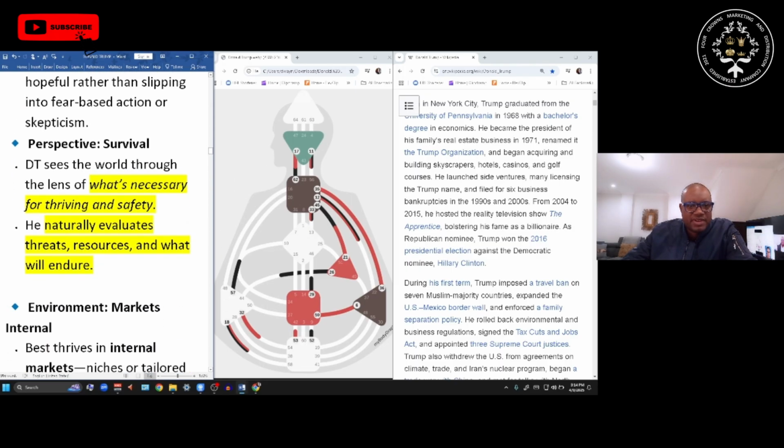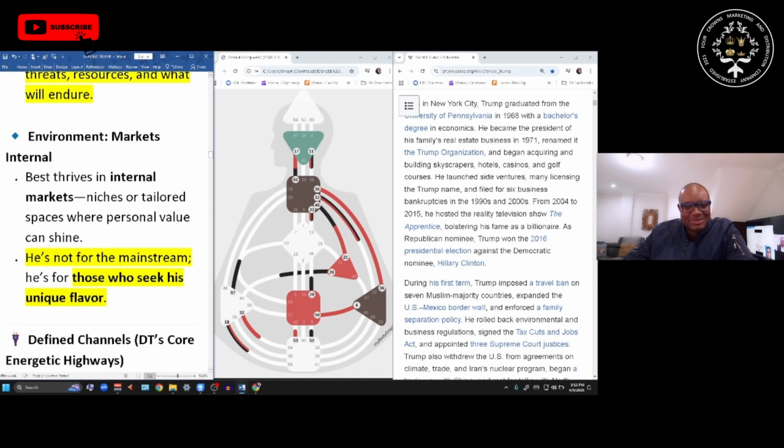His perspective is survival, what's necessary for thriving and safety. You can feel a sort of desperation or survival for America, with that deficit of how much, 37 trillion US. It's a lot of money. He naturally evaluates threats, resources, and what will endure, right? I'm not going to inject anything there. If he naturally evaluates threats, resources, and what will endure.